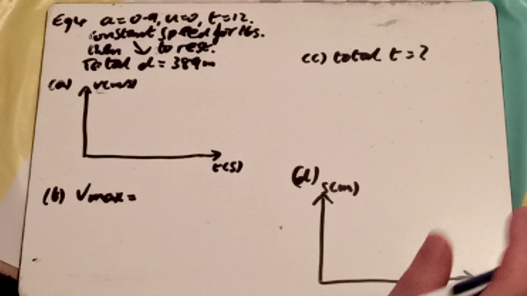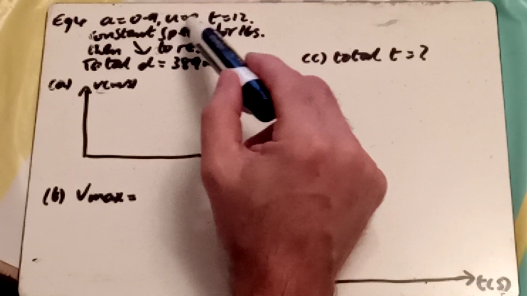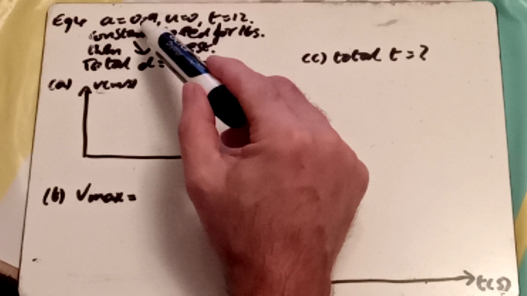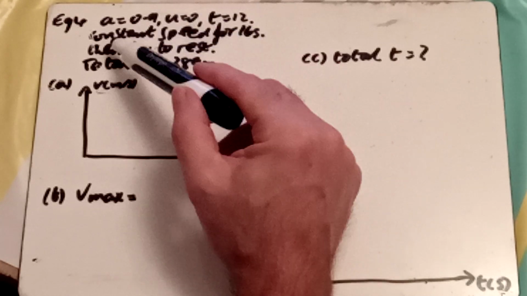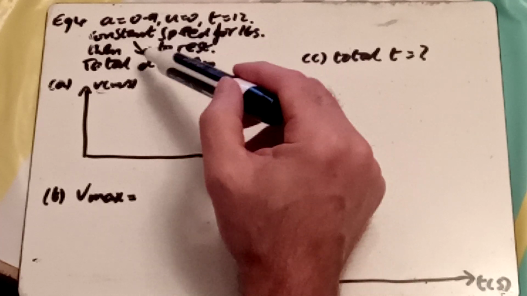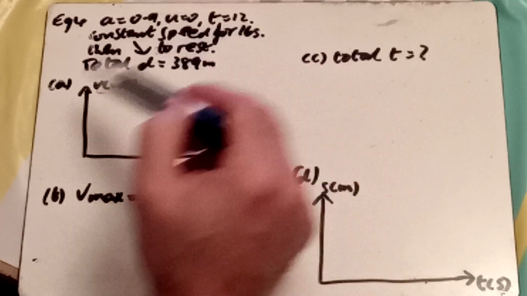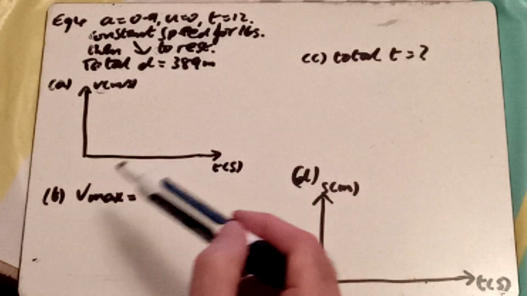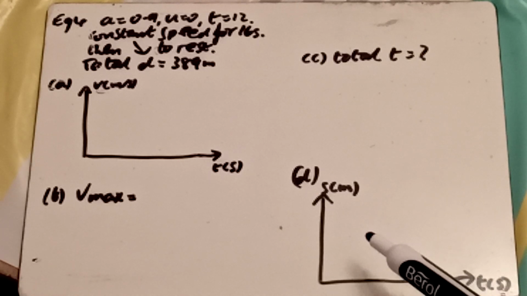Example 4. Oh, all sorts of chit-chat, and it tells me that a particle starts from rest, so u equals 0, accelerates at 0.9 meters per second squared for 12 seconds, then it's constant speed for 16 seconds, then decelerates to rest. Total distance covered is 389 meters. It wants a velocity time graph, it wants the maximum velocity, total time, and displacement time as well.